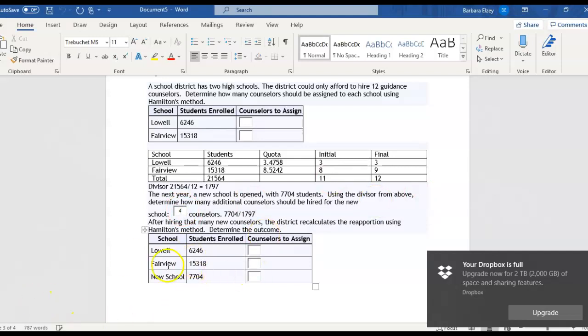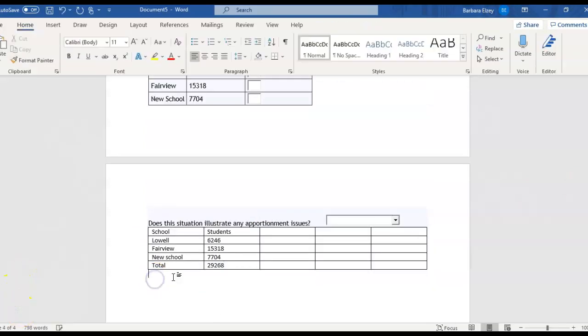All right, so now, after we hire that many new counselors, so we'll have 4 new counselors, the district calculates the reapportionment using Hamilton's method, and we want to determine the outcome. So I'll make another chart for us. Let's now find our divisor. I totaled up my 3 school populations, and we want to divide by 16 counselors since we are hiring 4 new ones for this new school, and our new divisor is 1829.25.